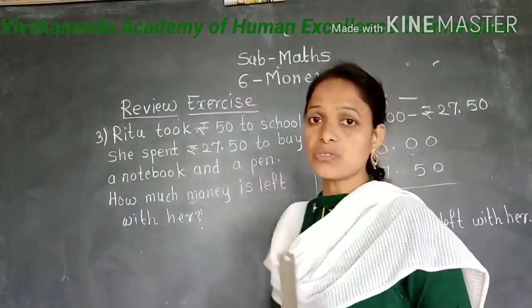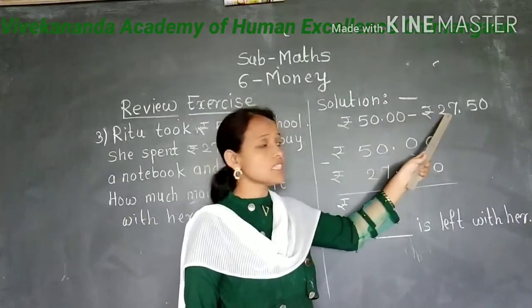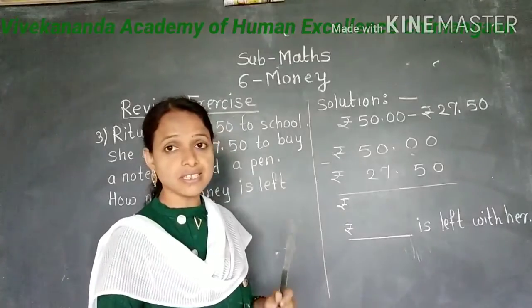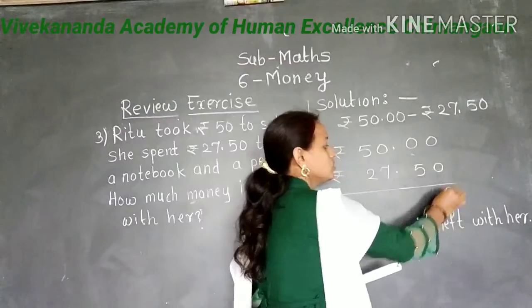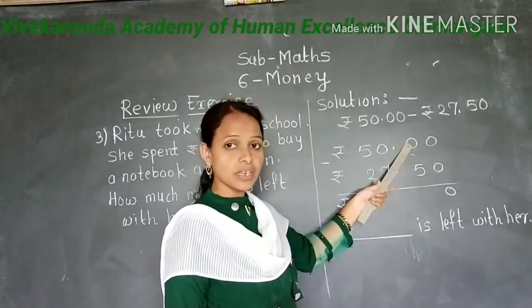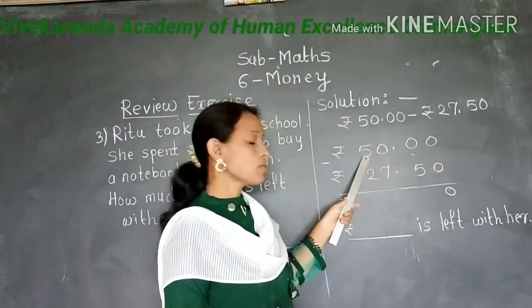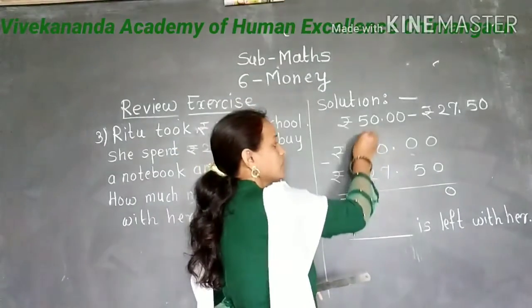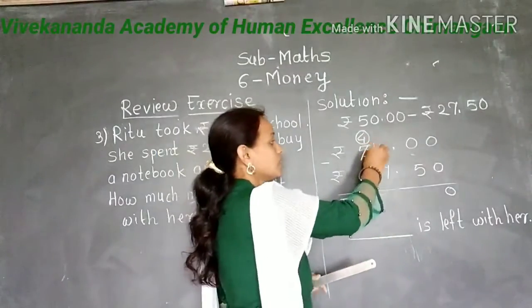Okay. So see here the solution. Here we subtract 50 rupees minus 27 rupees 50 paise. Look here, we will see the subtraction. 0 minus 0, 0. Now we cannot subtract 5 from 0. So we have to regroup. But here also 0, so again we have to regroup. So we borrow 1 from 5. Here 4 remains, and this 0 becomes 10.